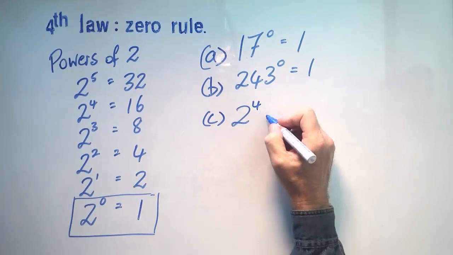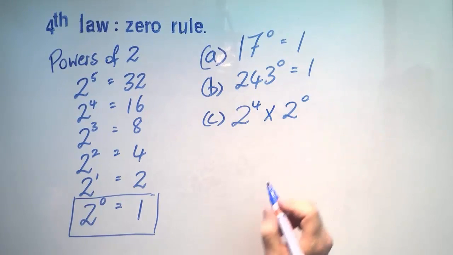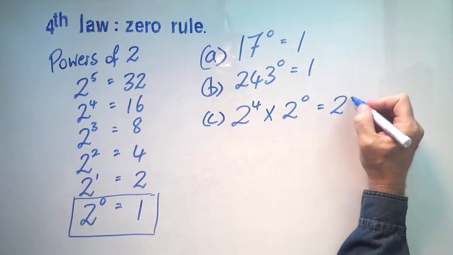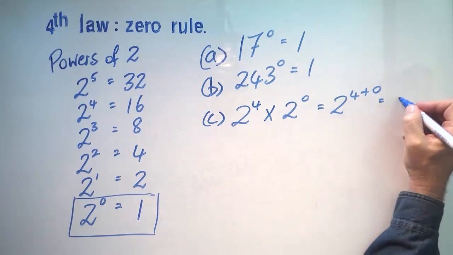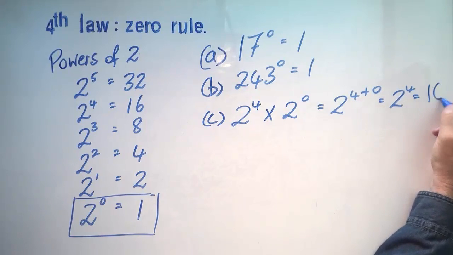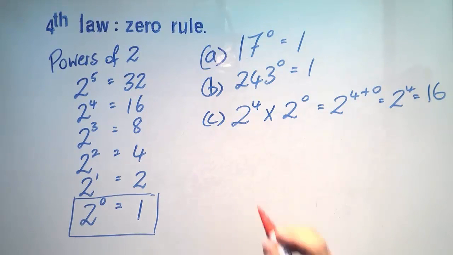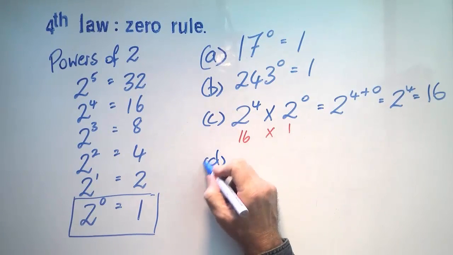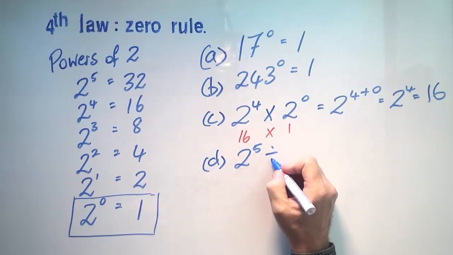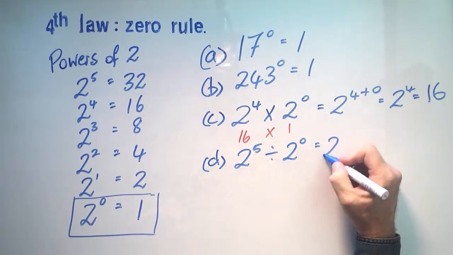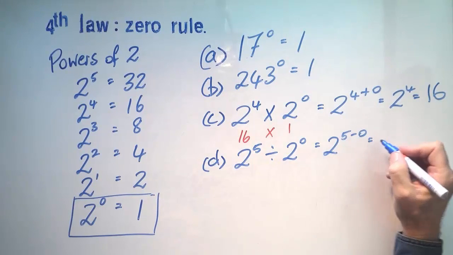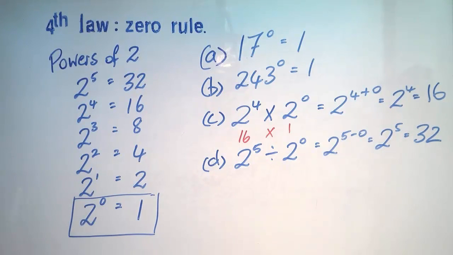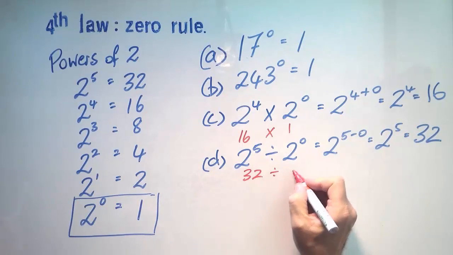So if we have, say, 2 to the 4th power by 2 to the 0. Well, that will be 2 to the 4 plus 0 equals 2 to the 4th power equals 16. Actually, we're just multiplying by 1, 16 by 1. Similarly, if I had 2 to the 5th power divided by 2 to the 0, well, that would be 2 to the 5 minus 0 equals 2 to the 5 equals 32. But this is simply 32 divided by 1.